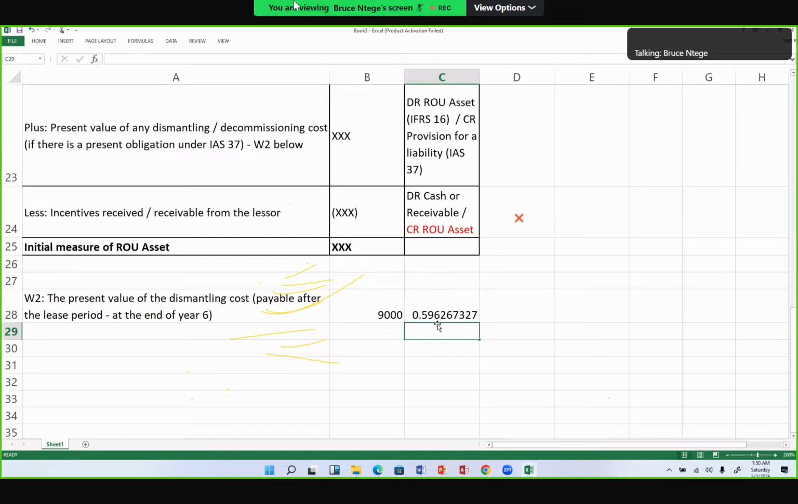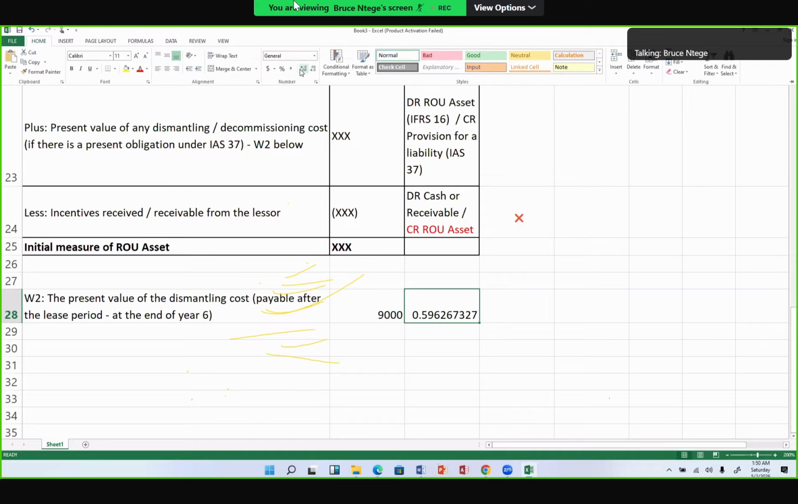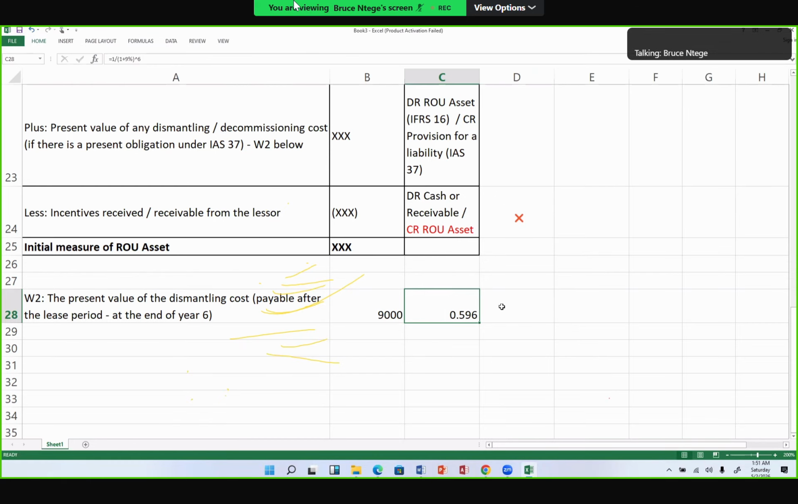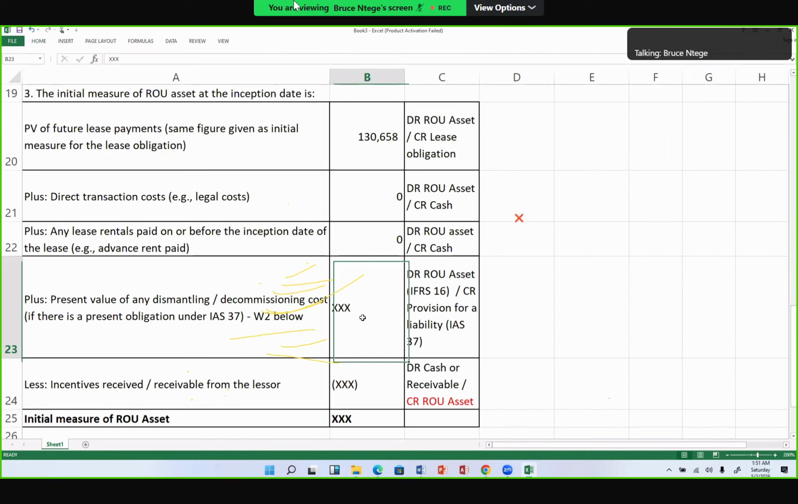Power 6. So that means my discount factor, if I round this off to 3 decimal places, is going to be 0.596. So therefore, the present value today is 9,000 times 0.596. And that figure, if I round it off to the full amounts, is going to be 5,366. 5,366 is the figure I'm looking for here.